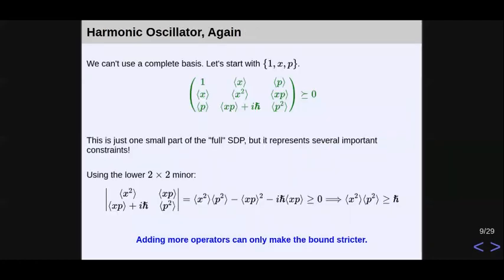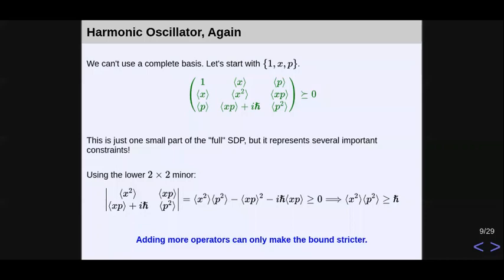Harmonic oscillator, really beating it to death here. You can't use a complete basis. That's the novel thing. But for the harmonic oscillator, I can just use X and P and the identity operator. This matrix has to be positive semi-definite. The lower 2 by 2 minor turns out to be the only thing you need.